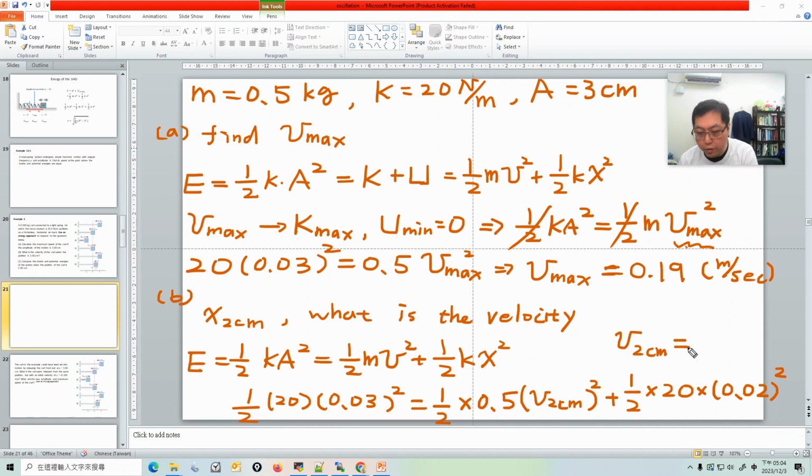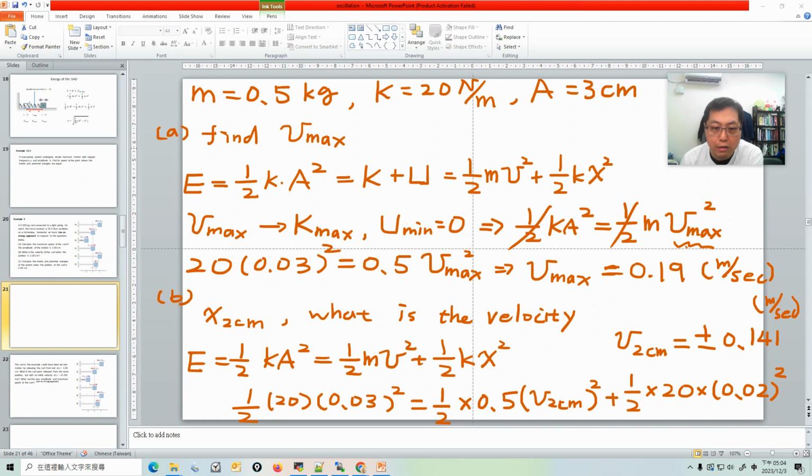0.141. Okay, so we will have two answers. One is plus or minus 0.141, and the unit is meter per second. Because it's a square, we have two answers, positive or negative.